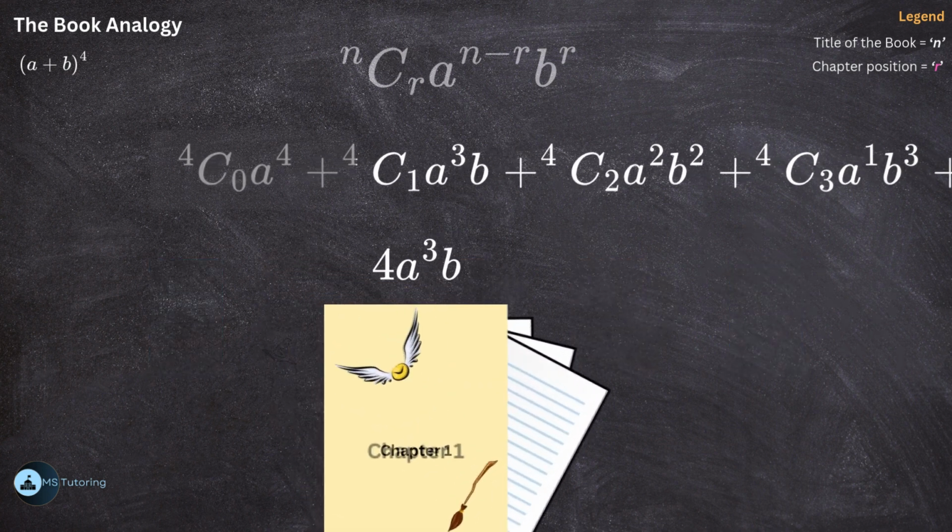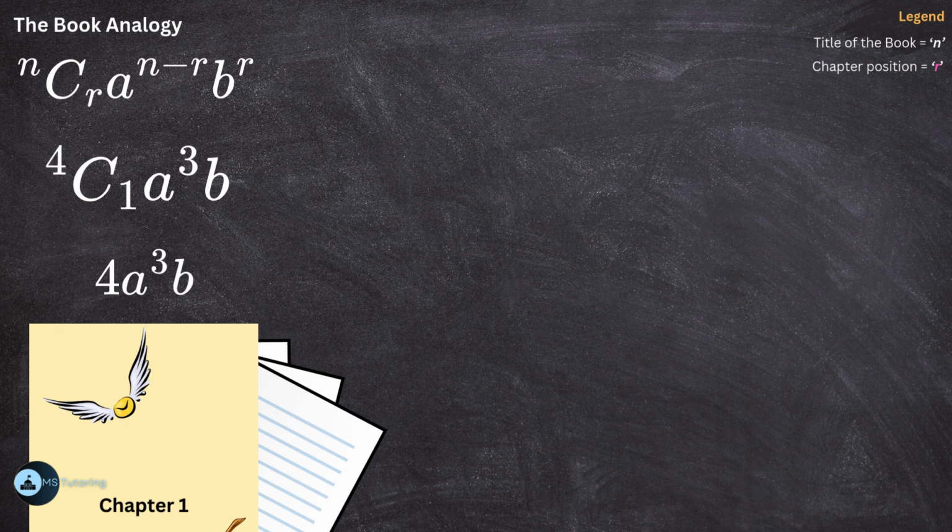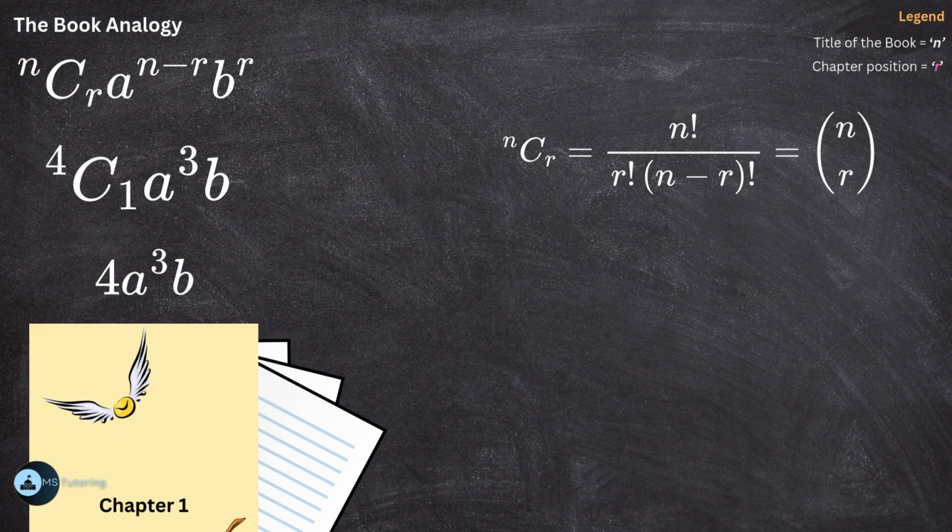Let's take a closer look at chapter 1 of our book. How does this 4C1 a cubed b become 4a cubed b? Looking at it this way, we can clearly see that our coefficient gets created from this nCr portion of the equation. This is where our second equation comes in, the one we can think of as our index, as it will tell us the name or coefficient of our chapter.